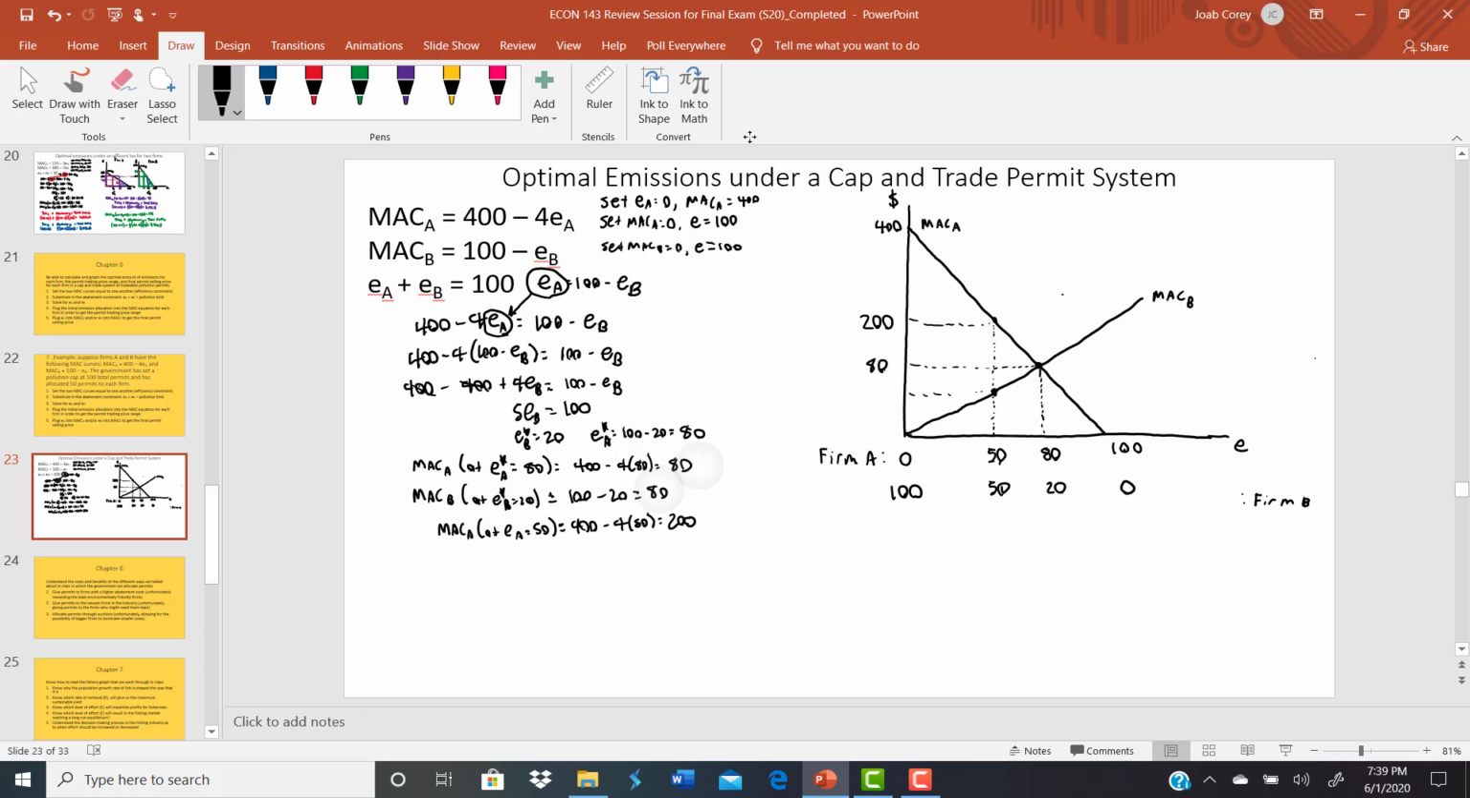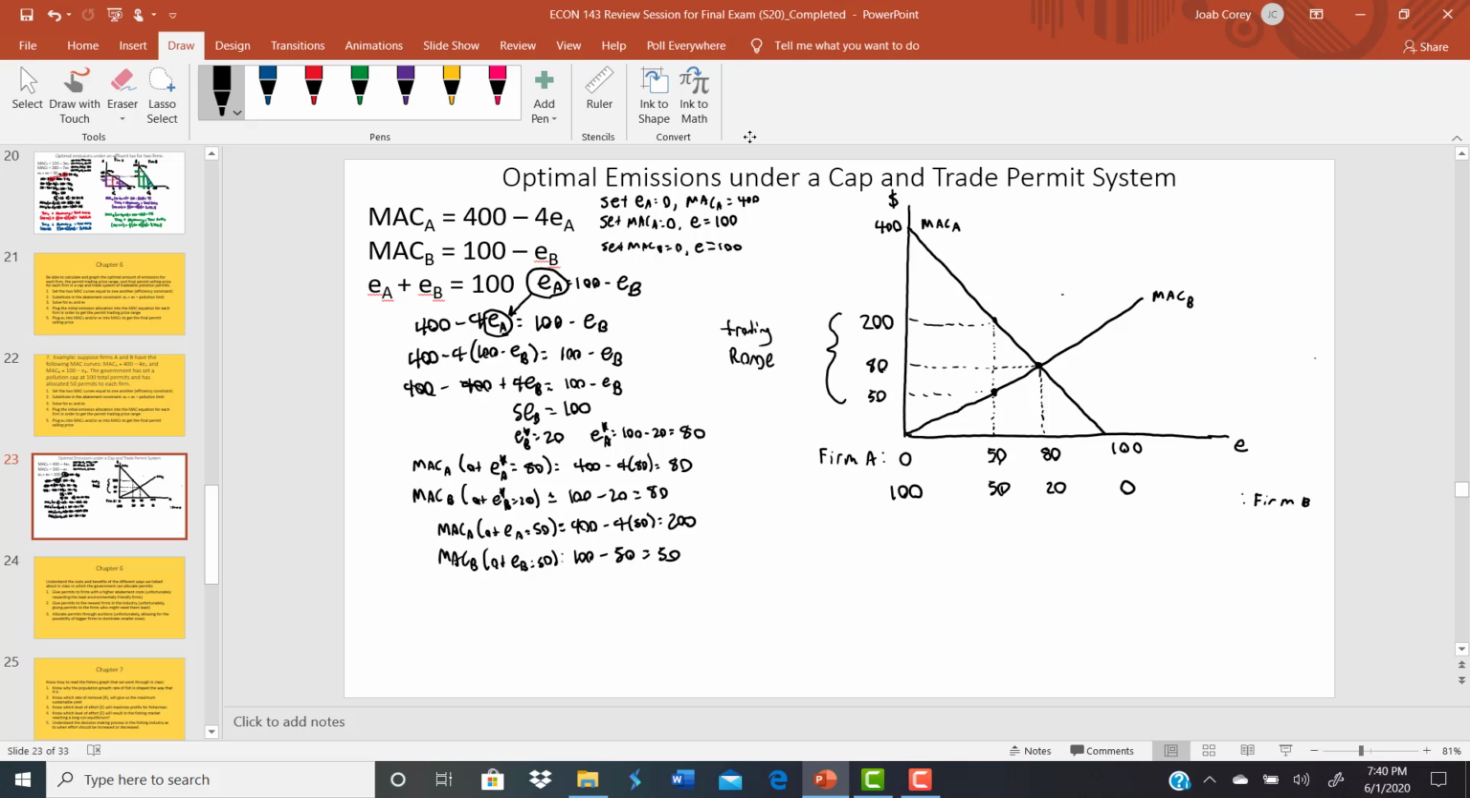And then MAC sub B at E sub B equals 50 is going to be equal to 100 minus 50. That gives us 50, so we're going to plug that in there. And this right here represents the trading range for these two firms. Right. So we know that this trading range is between 50 and 200, and that the final permit selling price is going to be $80.